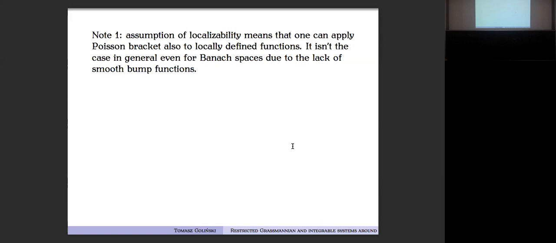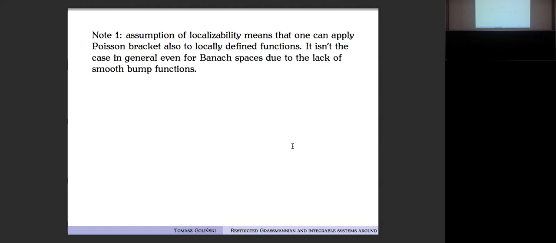So it's impossible to apply a Poisson bracket to a locally defined function. But that is usually what people are doing all the time. Take some locally defined function, you want to have a local solution, things like that. But without assuming locality of the bracket, you couldn't do it.